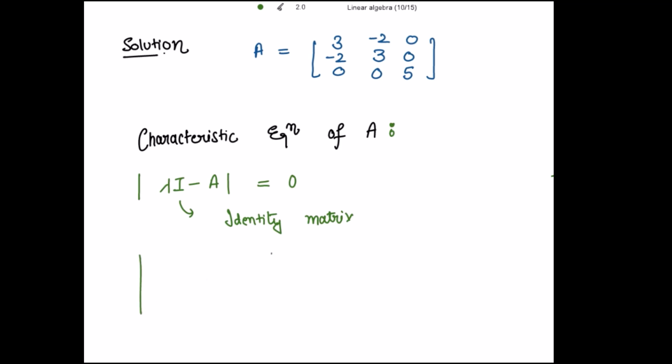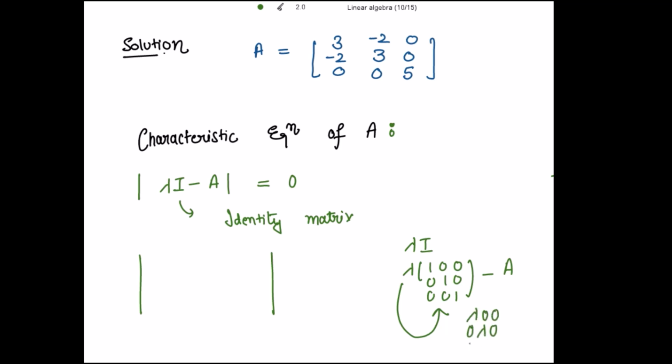And now writing the elements. What is the first element in the first row? Okay, here I am having lambda I. That means it is lambda times the identity matrix 1 0 0, 0 1 0, 0 0 1, minus the given matrix A. So when lambda is multiplied with this, we are getting lambda 0 0, 0 lambda 0, 0 0 lambda, and this matrix is subtracted from the given matrix A, right?